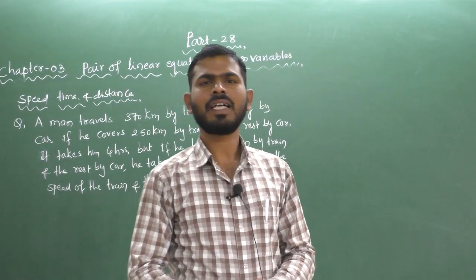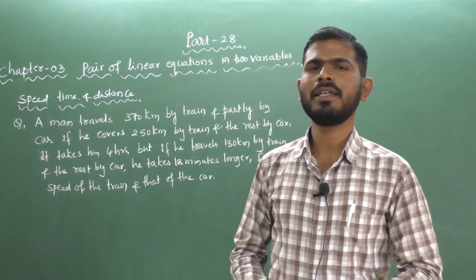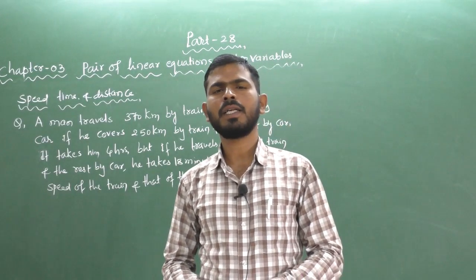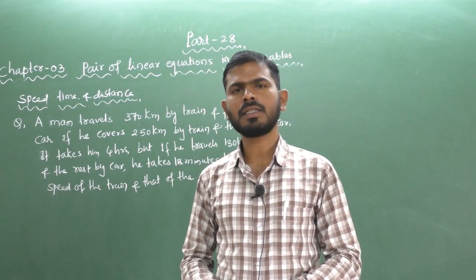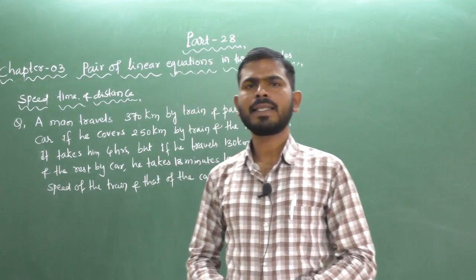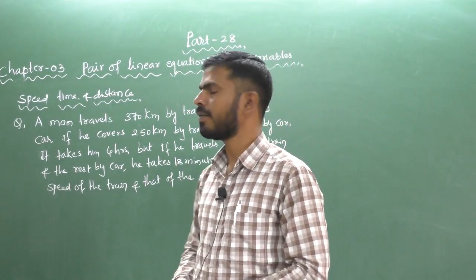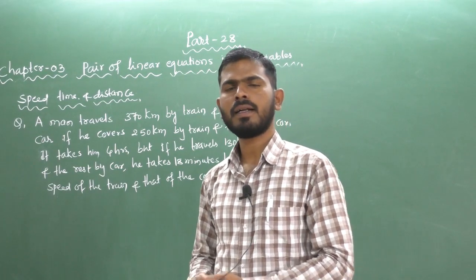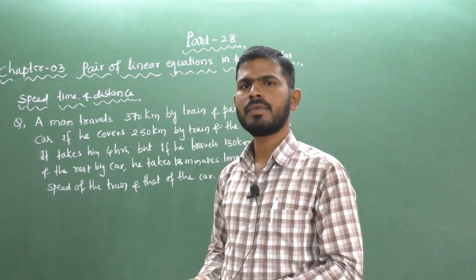Hi everyone. Last class we discussed a pair of linear equations in two variables, that is, word problems related to speed, time and distance. In this session we discuss some more examples of related problems of speed, time and distance. So how do we find the speed, time or distance in the given question?